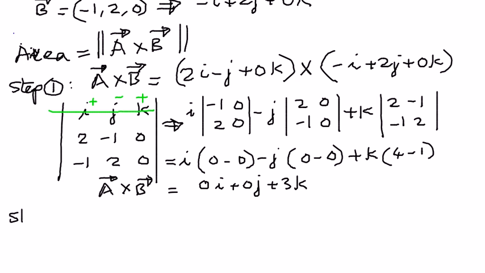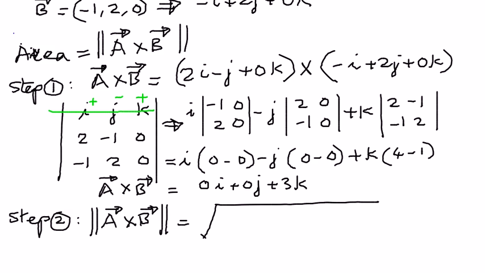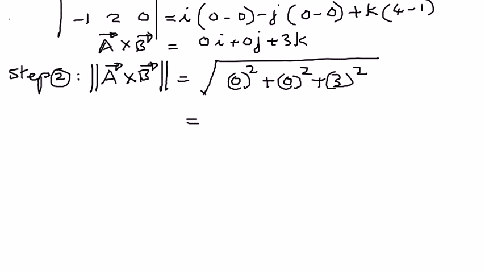What we need to do now is find the magnitude of this, and that will give us the area of the parallelogram. So the magnitude of A cross B, we can write as follows. We take the components of A cross B, which are 0, 0, and 3, and raise them to the power of 2 under the radical sign: 0 squared, 0 squared, 3 squared. When we simplify this, it is 0 plus 0 plus 9 under the radical. Therefore, this is the square root of 9.